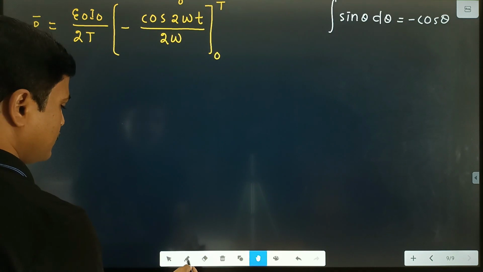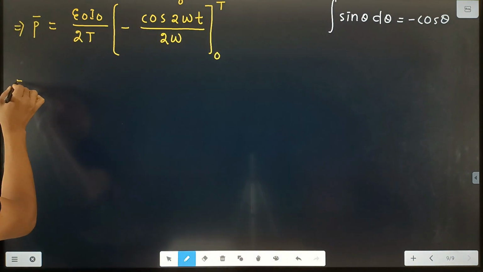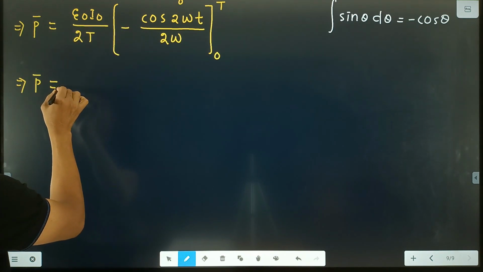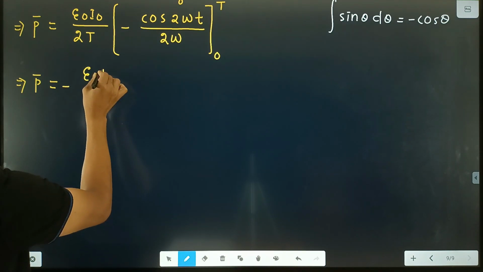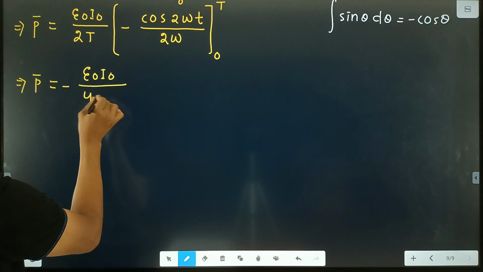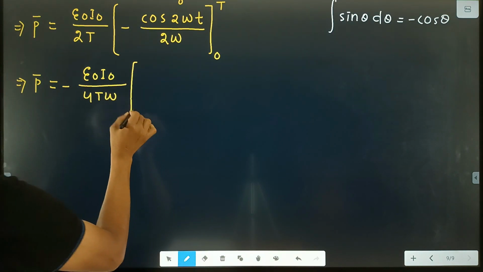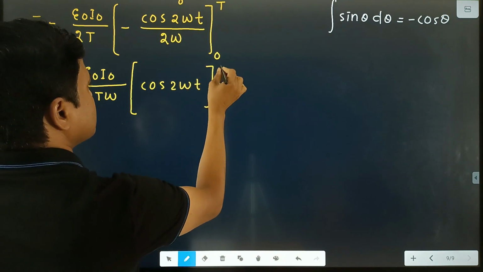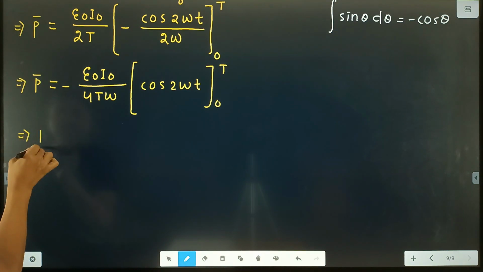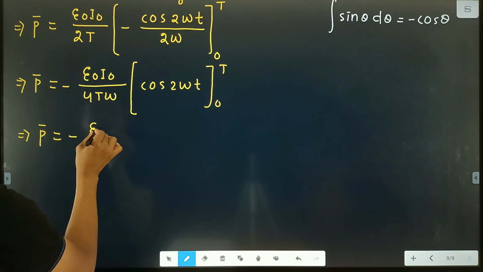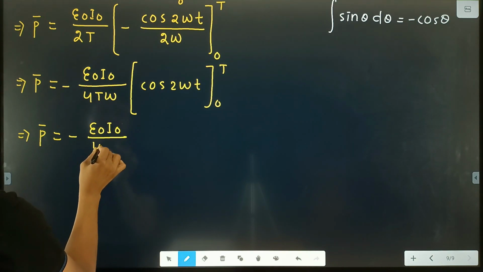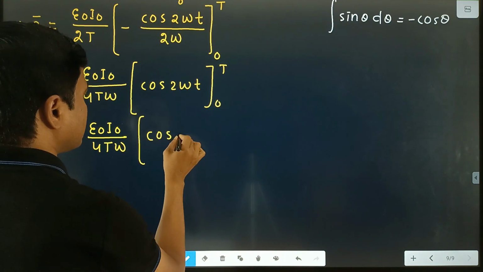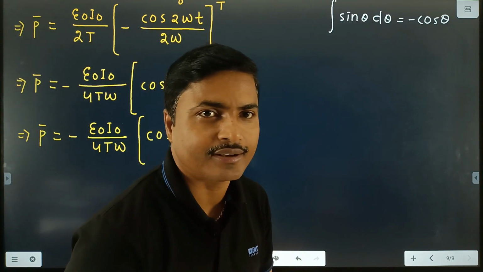Clear? And we write finally average power consumed P bar is equal to, we take the negative sign and 2 omega outside, so this is minus of E0 I0 divided by 4 T omega multiplied by the remaining cos 2 omega t from 0 to T. That implies average power consumed is equal to minus of E0 I0 divided by 4 T omega. Here, what is omega? You know omega is equal to 2 pi divided by T.